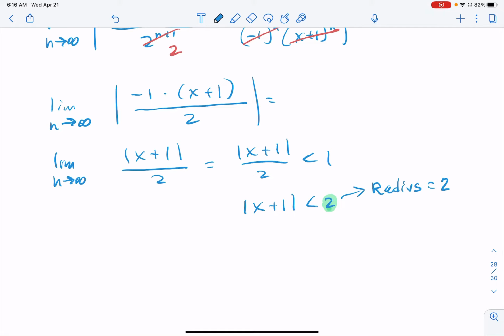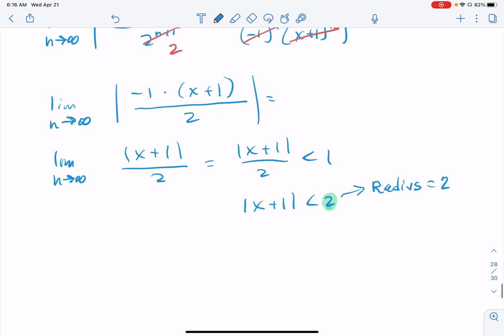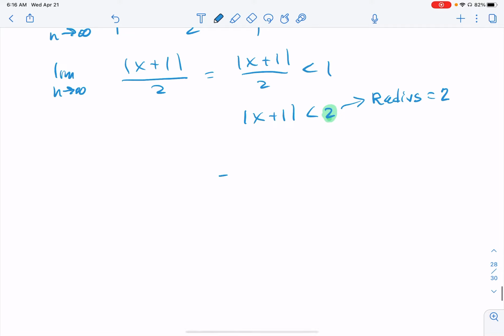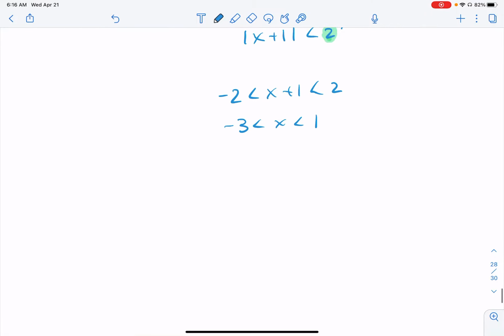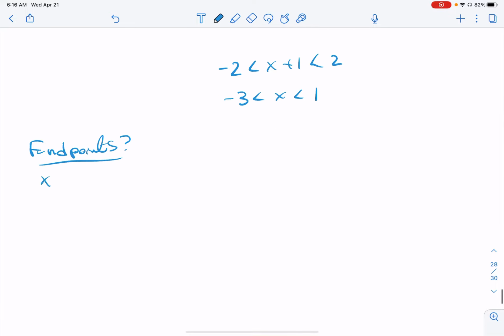Then get rid of your absolute value bars by rewriting this between a negative 2 and a positive 2. And then subtract 1 everywhere. We get negative 3 is less than x, which is less than 1. So here is almost our interval of convergence. We just have to check negative 3, we have to check 1. We have to check our endpoints. Endpoints? We'll start with the first one here.